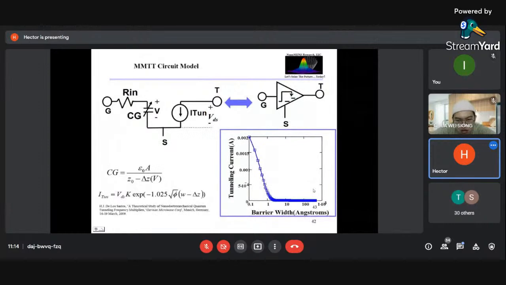The MMT obeys a model where there is a variable capacitor, C sub G, that controls the gate current. This C sub G is epsilon zero A over Z0 minus delta Z of V. And the tunneling current is modeled by this expression.